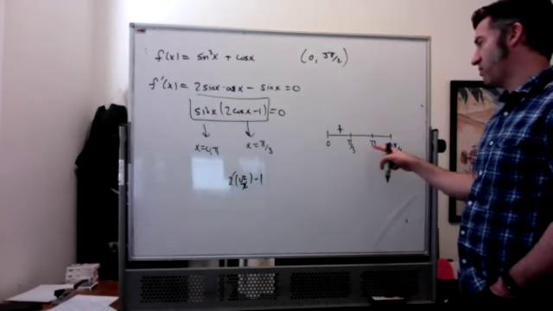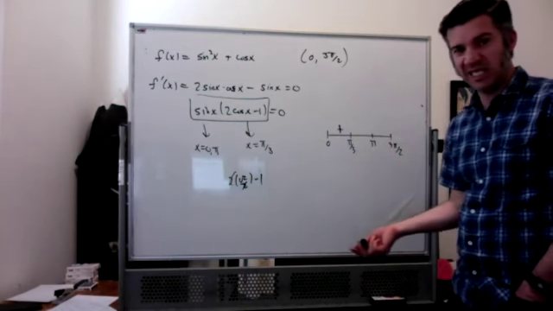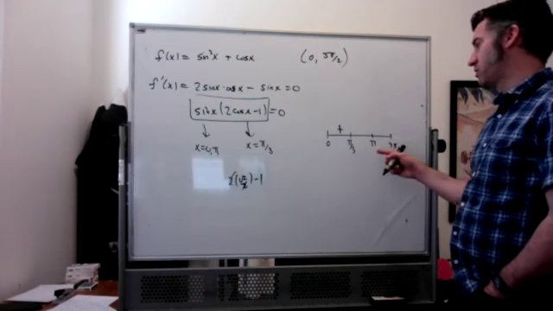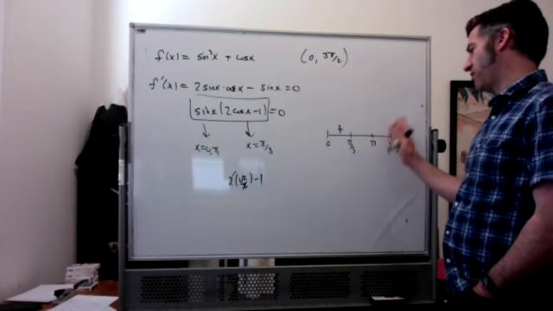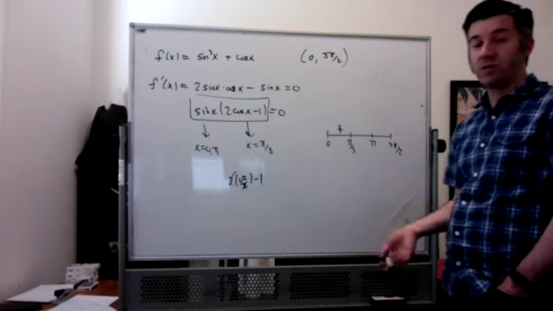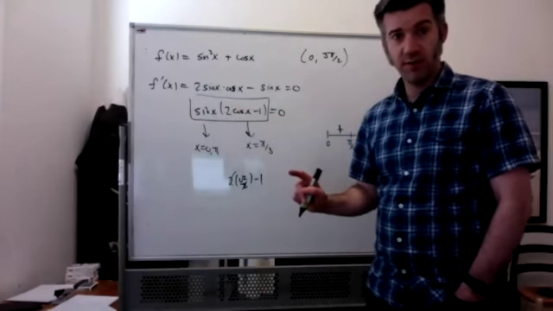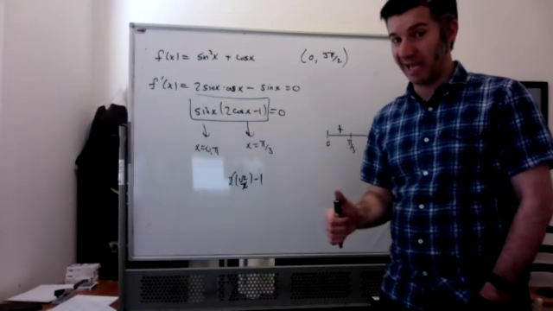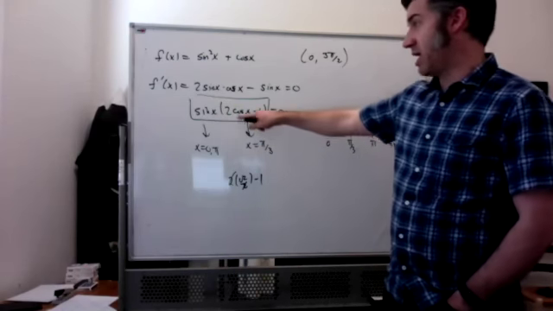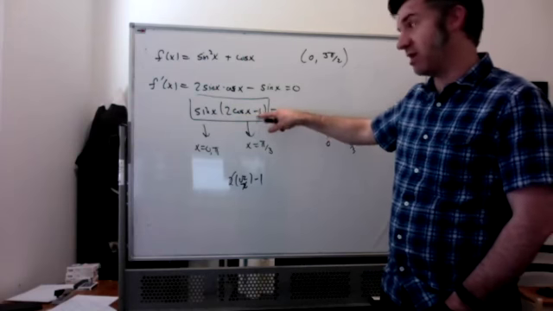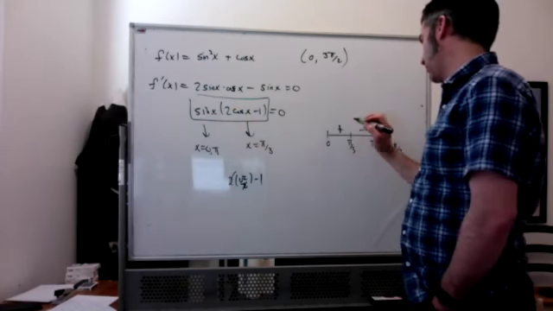Between pi over 3 and pi, I'm going to think of a number in that range. We can pick like 2 pi over 3. Sine of 2 pi over 3 is positive. Cosine of 2 pi over 3 is negative. So that's a negative minus 1, still negative, and the negative times the positive is negative.